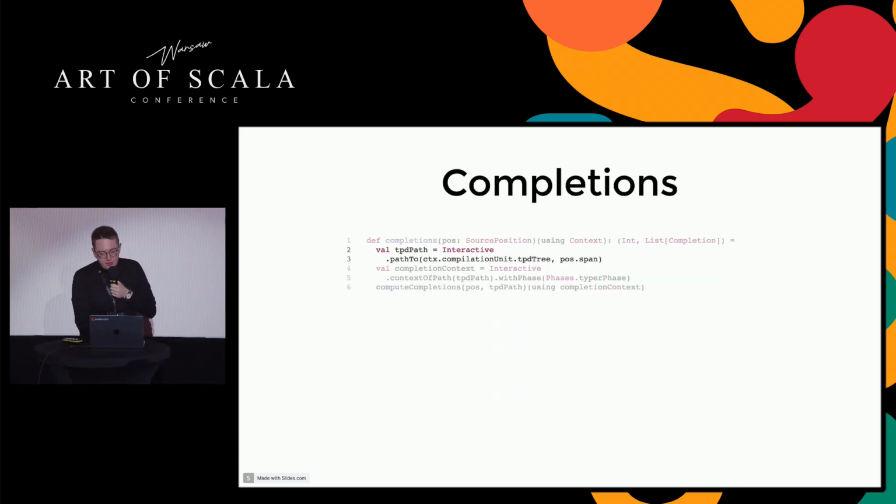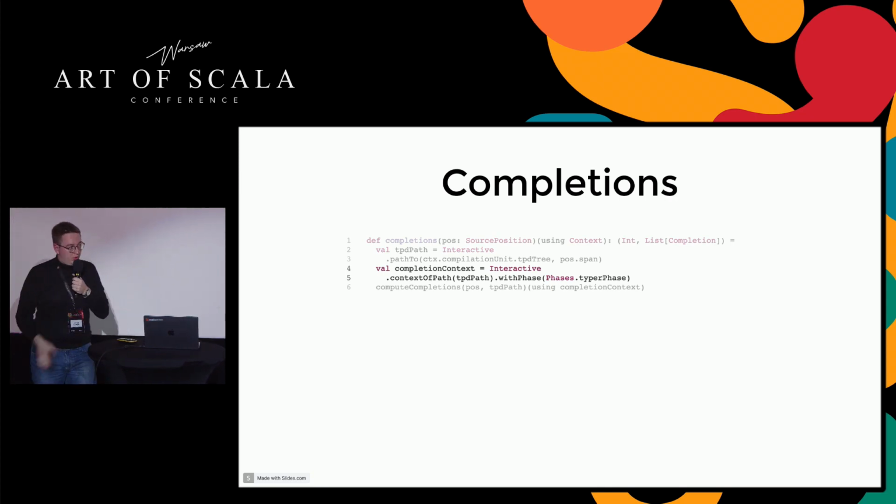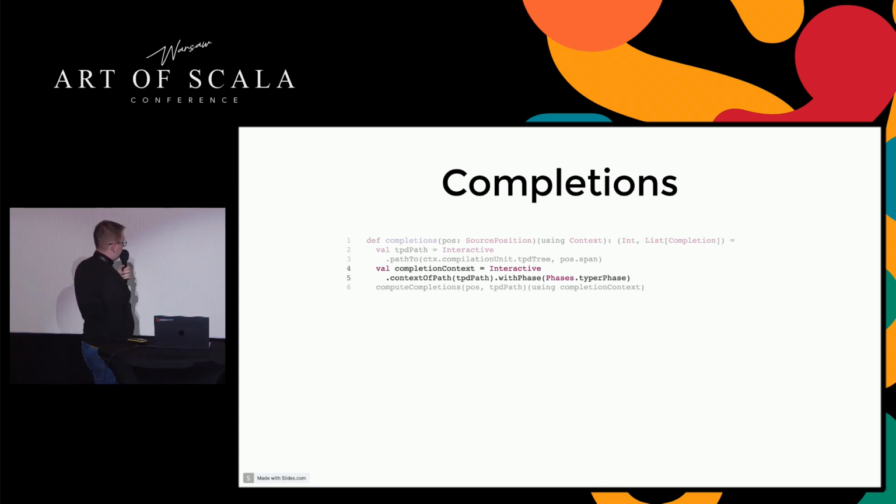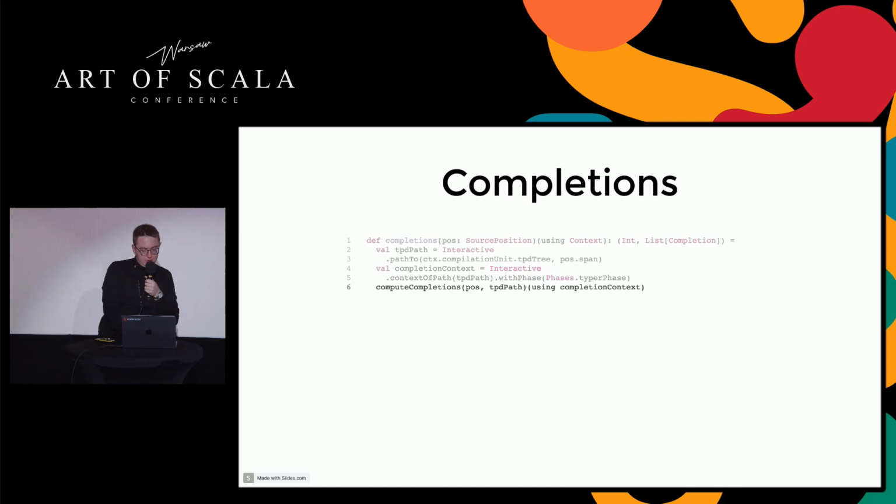We have the path right now. So let's find the context. We need to find the context to know the scope of the completions we are in. It works basically the same, so let me skip this and go to the next step where we compute completions.